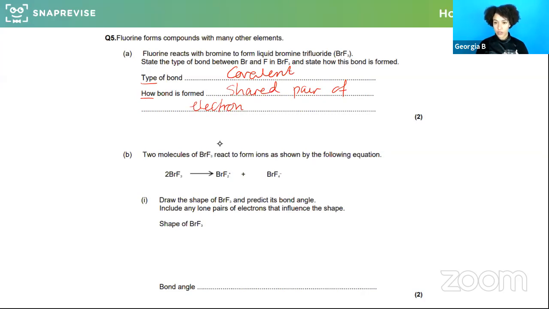So I obviously can't see you guys draw the shape of the BrF3, but if you tell me what the bond angle is and sort of name the shape, then we'll be all right.